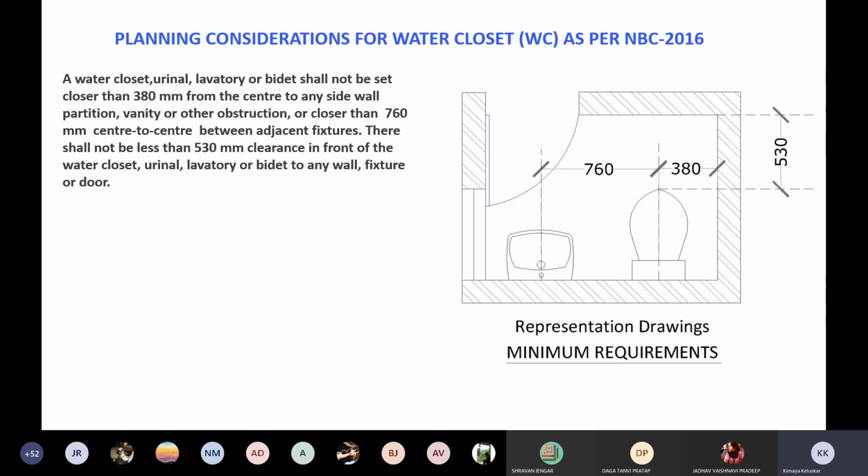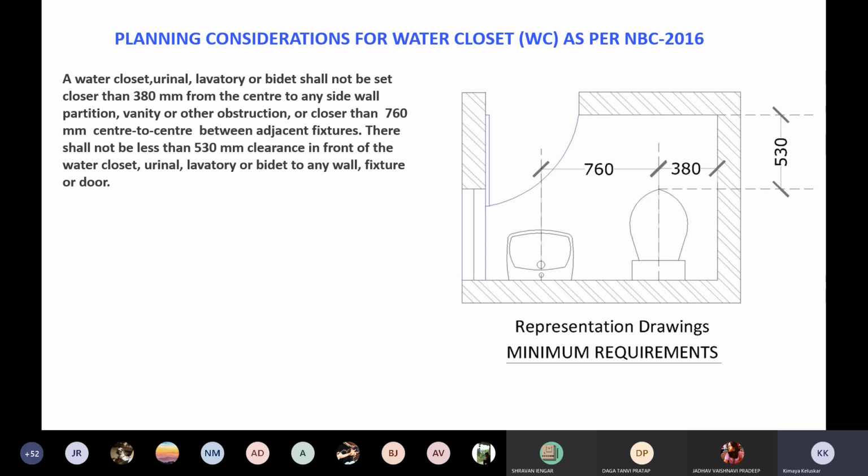A water closet, urinal, lavatory or bidet shall not be used closer than 380 mm from the center of any side wall partition. Guys, please remember these dimensions. Vanity or any other obstruction shall not be closer than 760 mm center to center between adjacent fixtures. There shall not be less than 530 mm clearance in front of the water closet, lavatory or bidet to any wall, fixture or door.